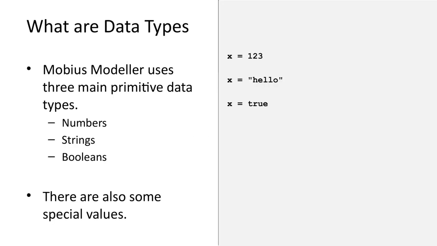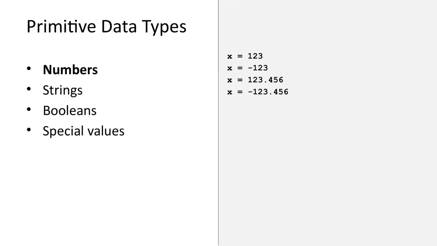Mobius Modeller has three main primitive data types. They are numbers, strings, and Booleans. In addition, there are also some special values and special types. Let's look at each of these in turn. Numbers can be integers or decimals, and they can be positive or negative.